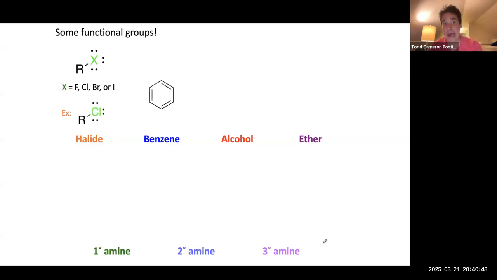Benzene, also known as an aromatic ring, is a six-carbon ring that looks like it has alternating double bonds and single bonds, but actually they're each 1.5 bonds because of resonance. It's actually an average bond order between them. An alcohol is when you have an OH coming off of your organic molecule. An ether is when your carbon chain is split with an oxygen in the middle of it.